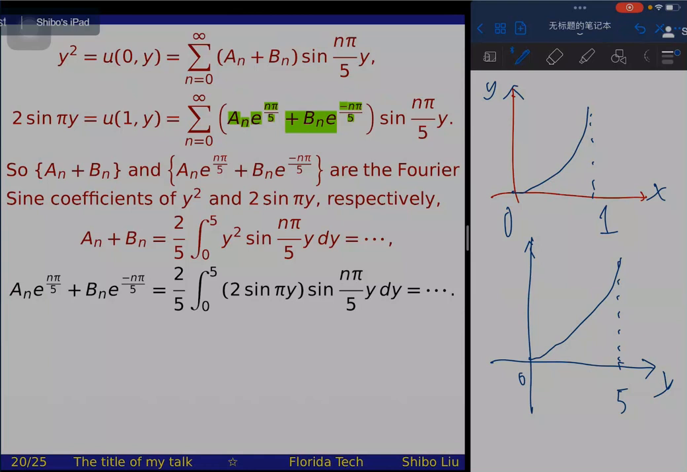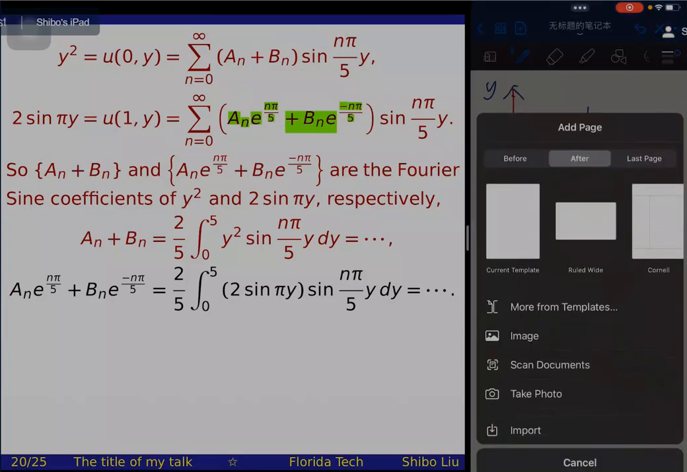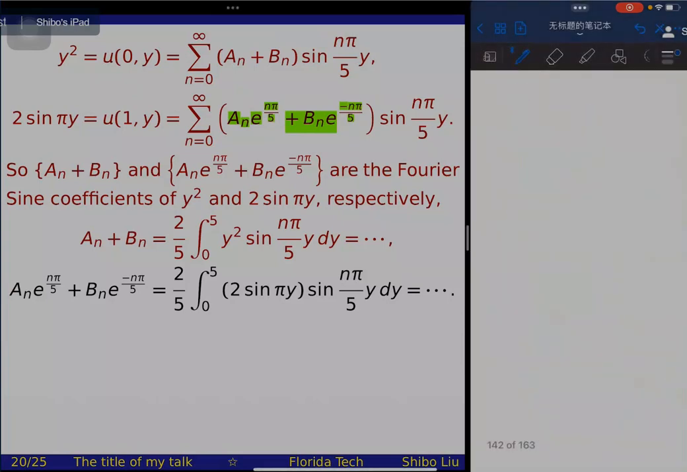So, when you're evaluating the integrals on the right-hand side of this equality, suppose the first integral, an plus bn, equals this integral. Suppose it is alpha n. Of course, it depends on n, but you can evaluate it. You can compute the integral.